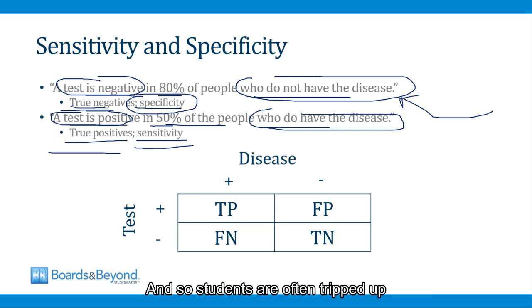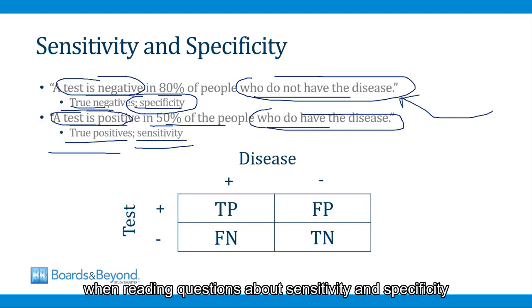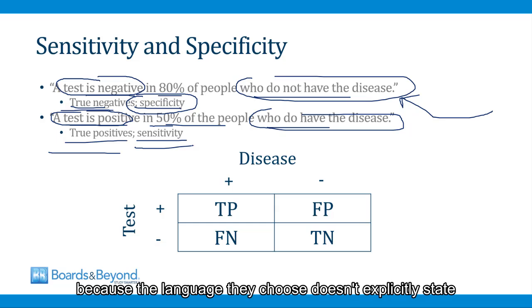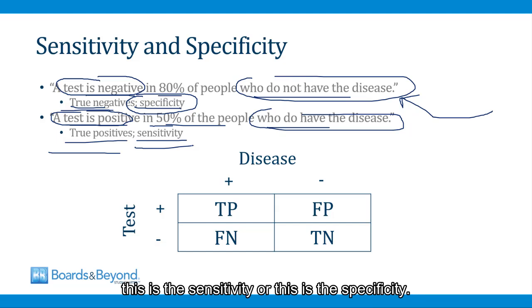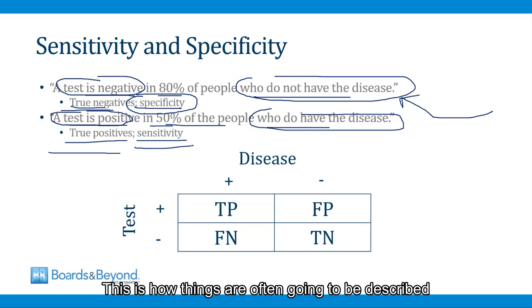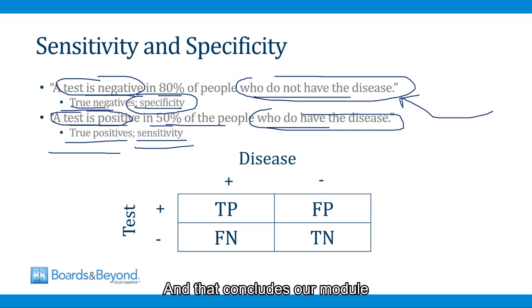And so students are often tripped up when reading questions about sensitivity and specificity because the language they choose doesn't explicitly state this is the sensitivity or this is the specificity. So make sure you understand sentences like the ones I've written on this slide. This is how things are often going to be described in a board question. And that concludes our module on sensitivity and specificity.